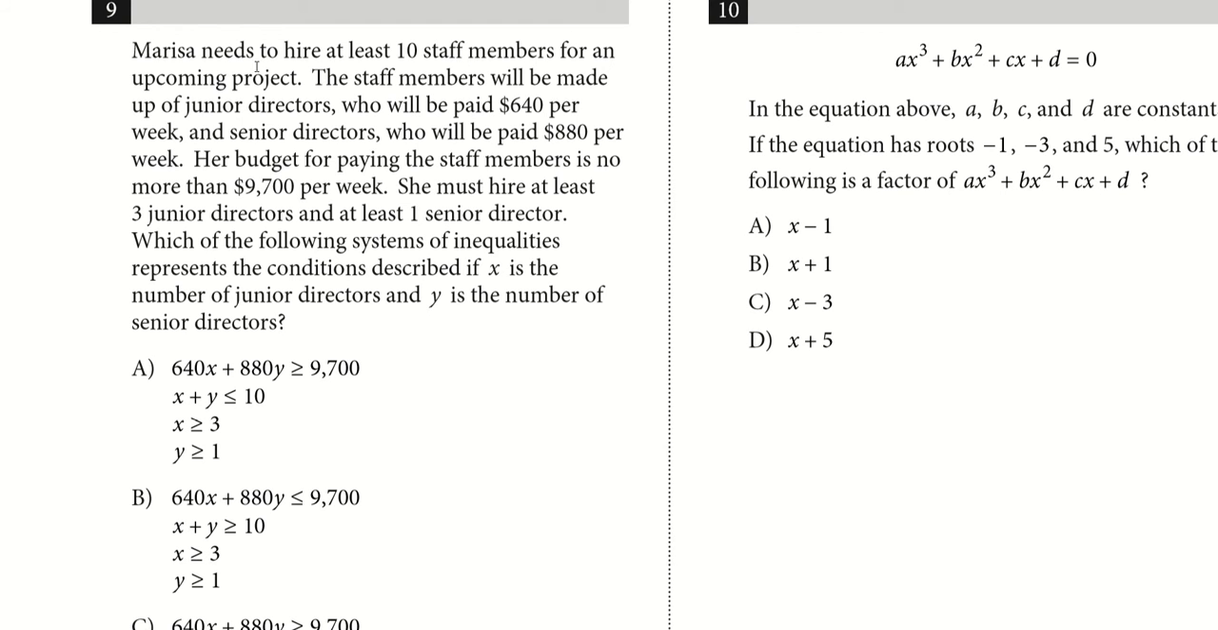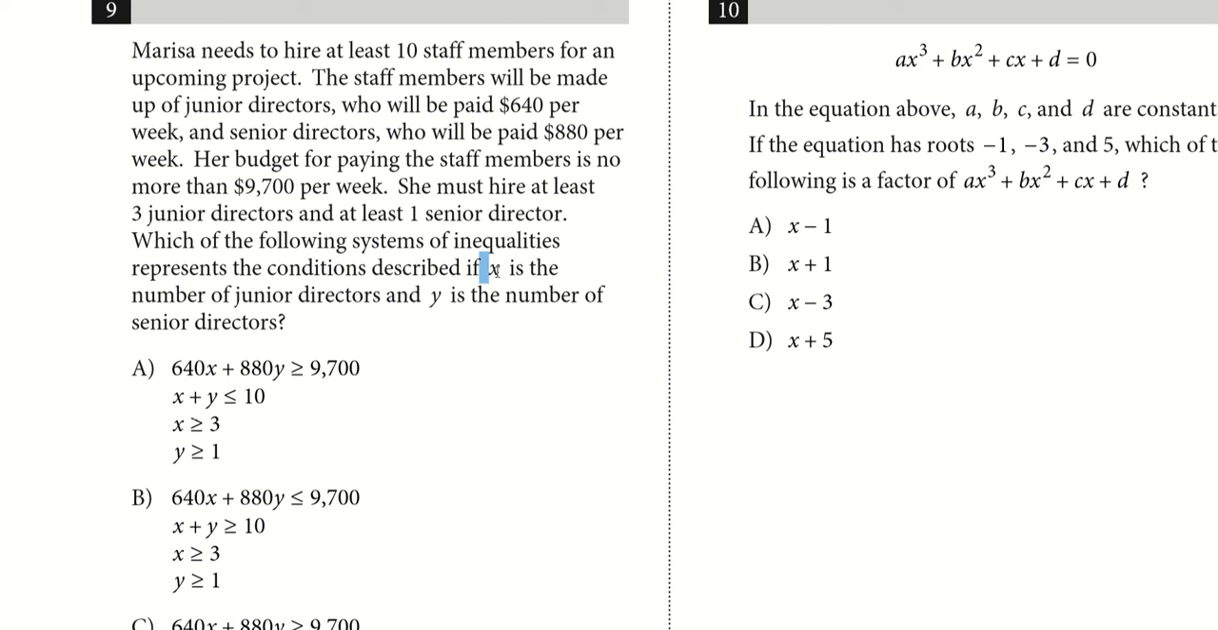So Marissa needs to hire at least 10 staff members for an upcoming project. The staff members will be made up of junior directors who will be paid this much per week and senior directors who will be paid this much per week. Her budget for salaries is 9,700 max per week. We also know that she must hire at least 3 junior directors and at least 1 senior director. Which of the following systems of inequalities represents the conditions described?